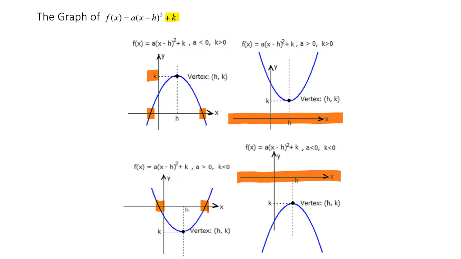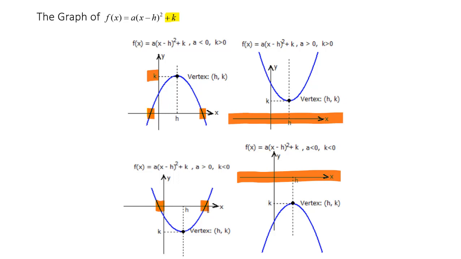So now let's look at some other interesting things that have happened. The vertex is no longer h, 0. It is h, k. So h represents the shift in the x direction and k represents the shift in the y direction.